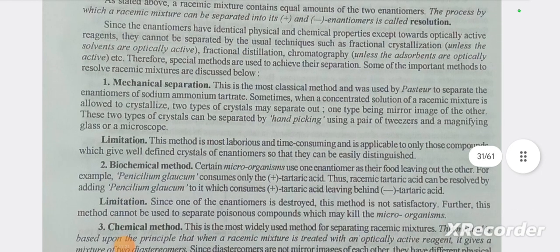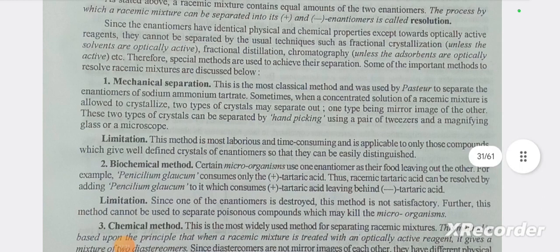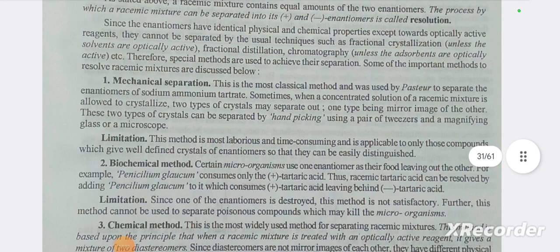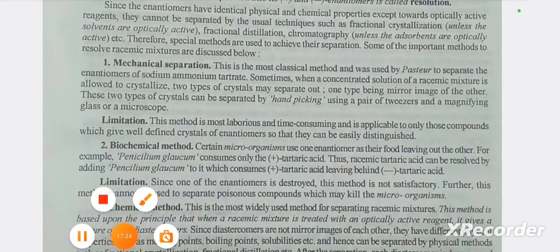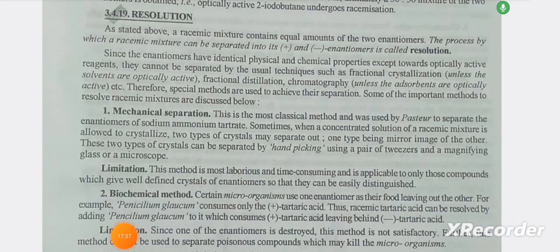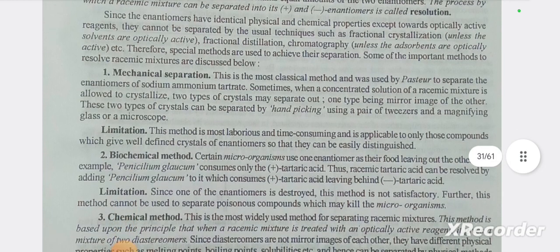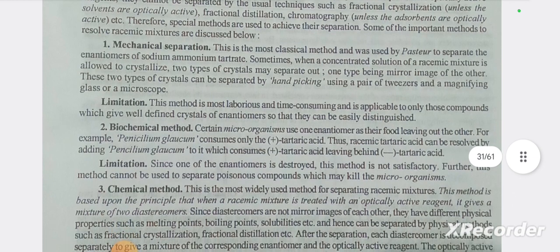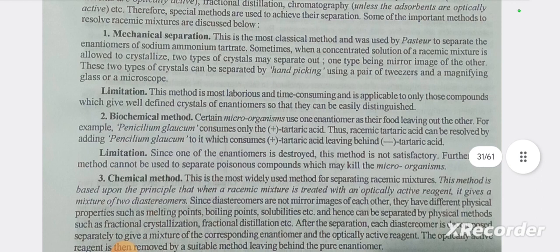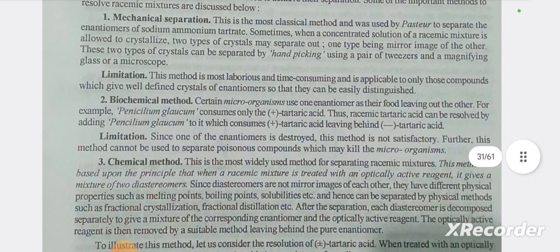Resolution. As stated above, a racemic mixture contains equal amounts of the two enantiomers. The process by which a racemic mixture can be separated into plus and minus enantiomers is called resolution. Since the enantiomers have identical physical and chemical properties except towards optically active reagents, they can't be separated by usual techniques such as fractional crystallization, fractional distillation, or chromatography. Therefore, special methods are used to achieve their separation. Some of the most important methods to resolve racemic mixtures are discussed below.